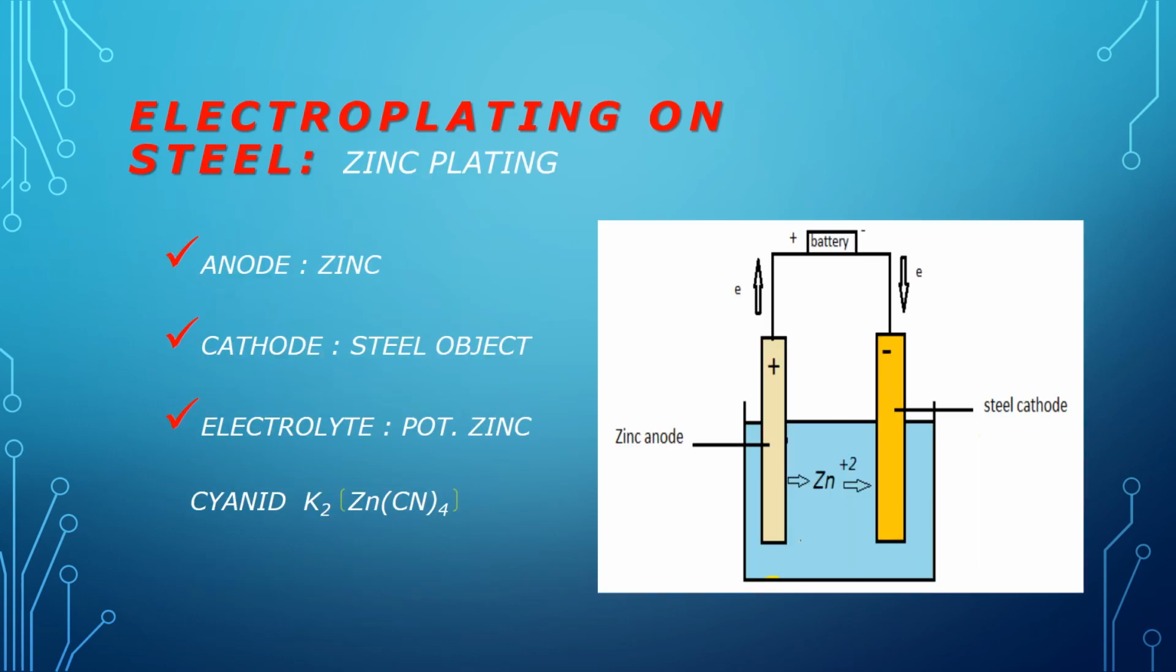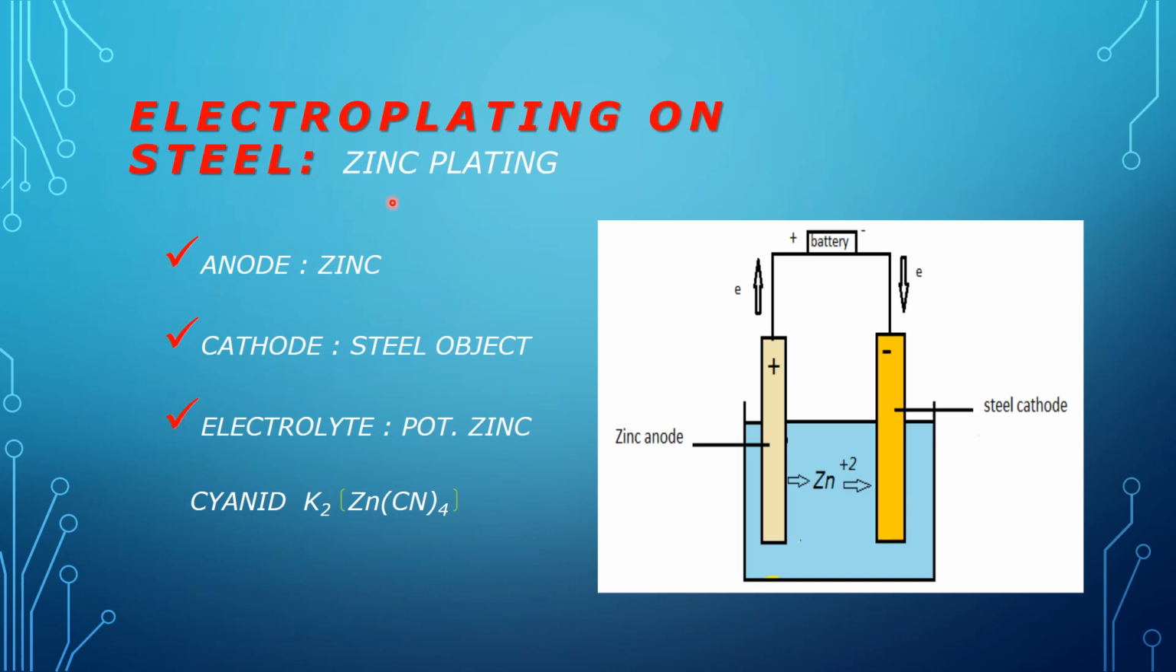The first metal that will be electroplated on steel is zinc, called zinc plating. Whenever we want to electroplate one metal on another metal, then the metal which is to be electroplated acts as cathode, while the metal which is electroplated acts as anode. Basically, anode dissolves and deposits at cathode.